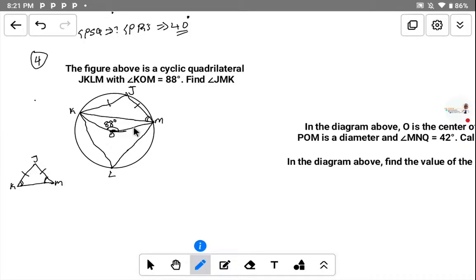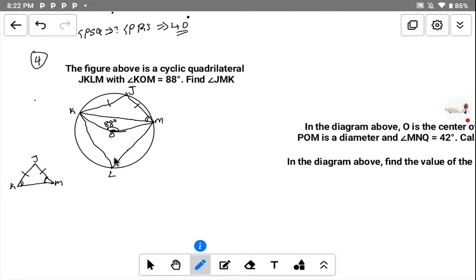Now, how do you attempt to solve the question we're given? So we want to look at this angle now. We should know the value of this angle before we can solve this angle here. We are only given the angle at the center here. To get this angle, you can see angle JKM. Because we have a cyclic quadrilateral, you can say the sum of this one and this one is equal to 180.